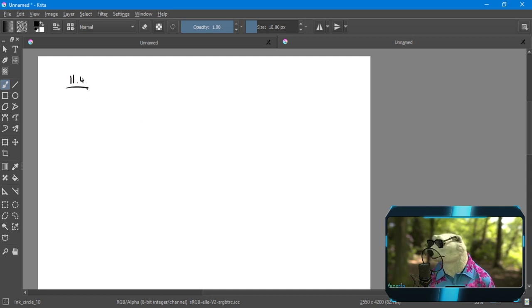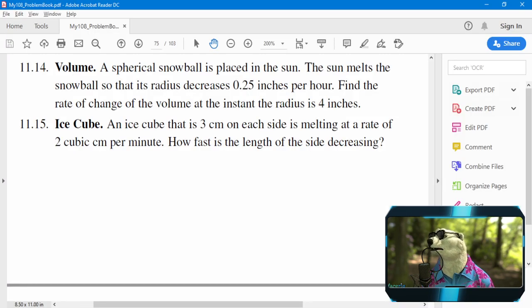Eleven, 14. 14, not 4. There we go. All right. Where is it?